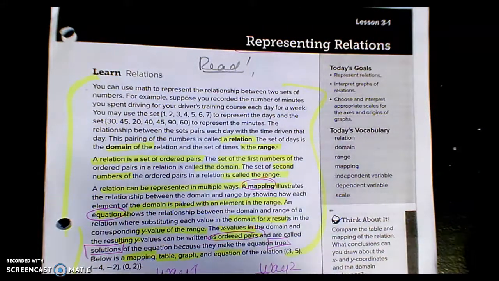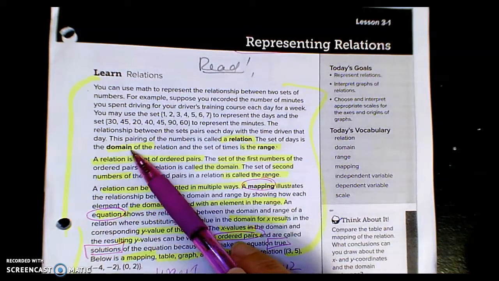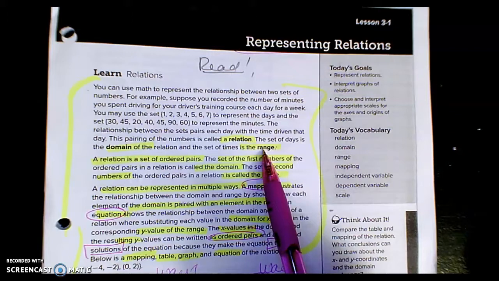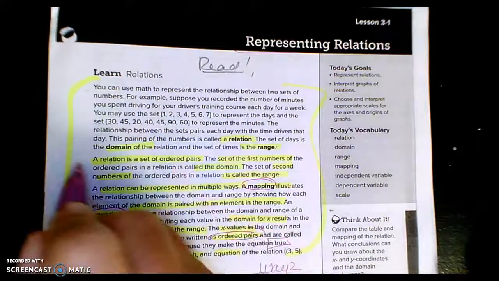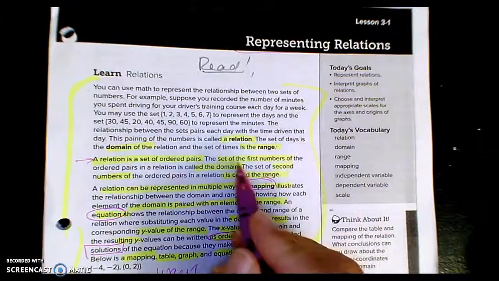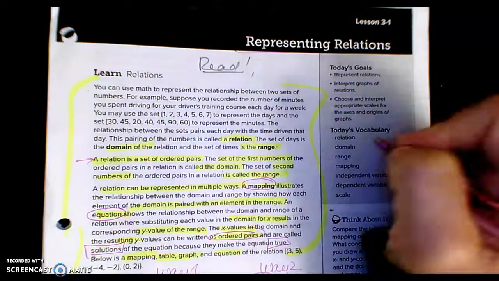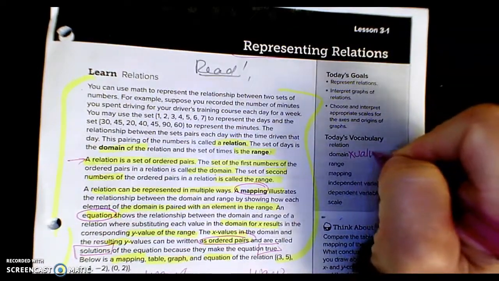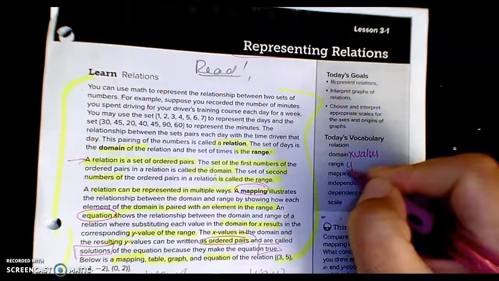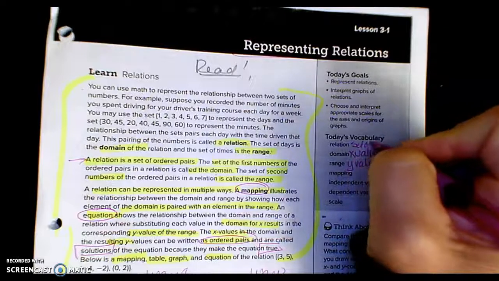So after you read it, hopefully you realize that relation is an important word, domain is an important word, range is an important word. A relation is a set of ordered pairs. You have to have that memorized. You have to know what that is. The first set of numbers is the domain. The domain is also our x values. So over here, we'll write domain, x values. Our range is the y values. A relation is a set of ordered pairs.